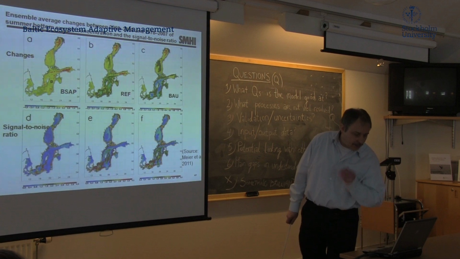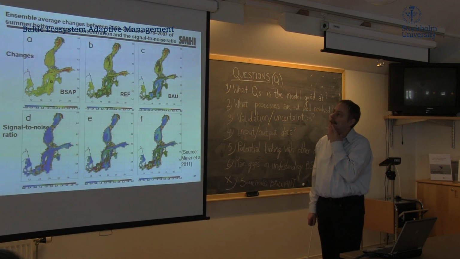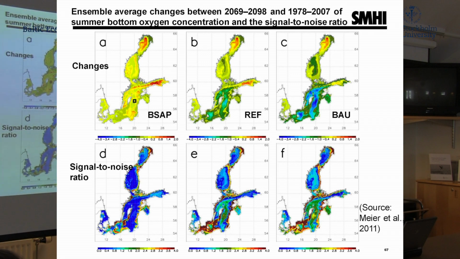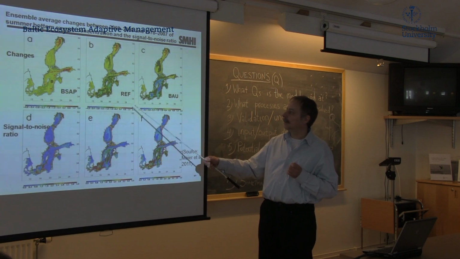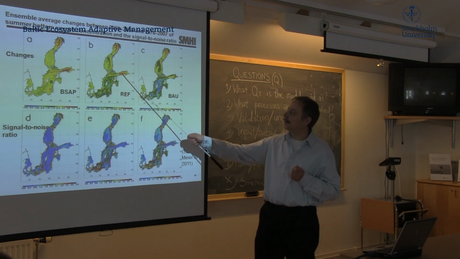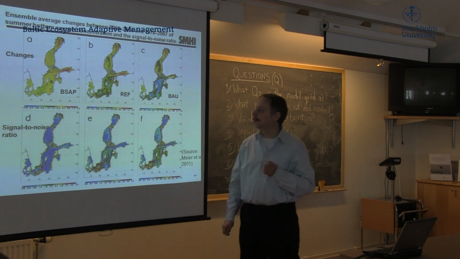Well, okay, I show you also this one. This is the horizontal changes in summer bottom oxygen concentration for the three nutrient loads: Baltic Sea Action Plan, reference, and BAU. So blue colors mean that there is a reduction in the bottom oxygen concentration by up to 4 milliliter per liter. Red means there's an improvement by 2 milliliter per liter, here in the reference in the Gulf of Finland and in the Baltic Sea Action Plan.